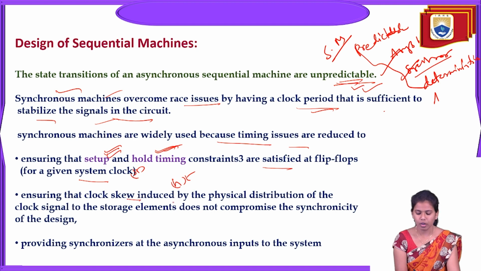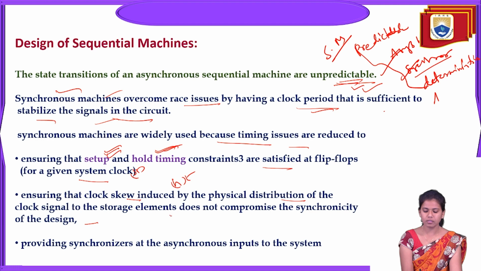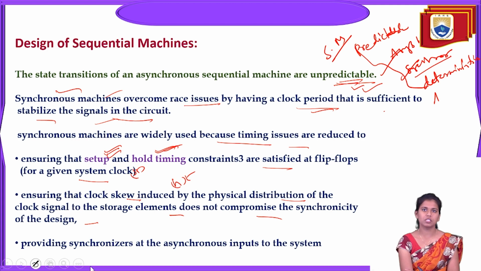Next, we ensure the clock skew induced by the physical distribution of the clock signal to the storage elements does not compromise the synchronicity of the design. As we are considering a common clock signal, sometimes during the transition of the signal from input to output, we can come across clock skew. When transferring data from one device to another, within a particular time constraint, the output must acknowledge the input the device is giving out.